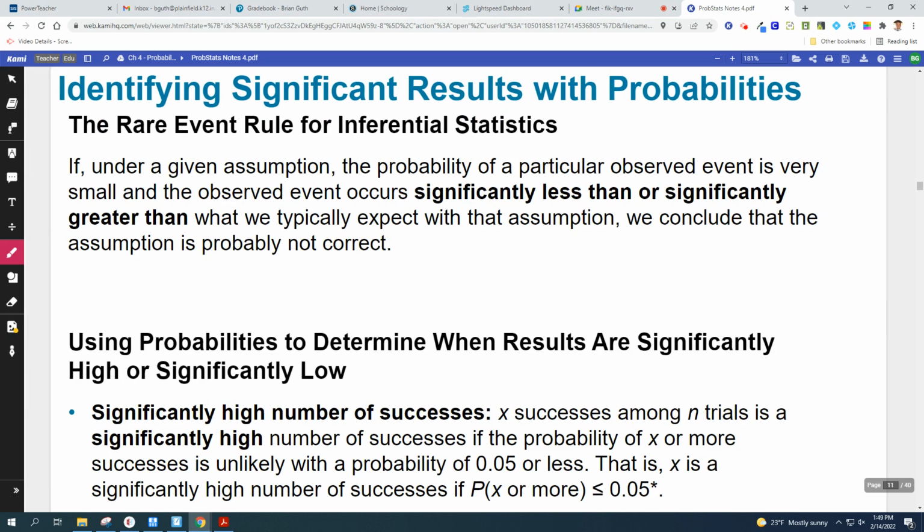To me, this right here is the hardest slide in the entire section. Identifying significant results with probabilities, the rare event rule for inferential statistics. If, under a given assumption, the probability of a particular observed event is very small, and the observed event occurs significantly less than or significantly greater than what we typically expect with that assumption, we conclude that the assumption is probably not correct.